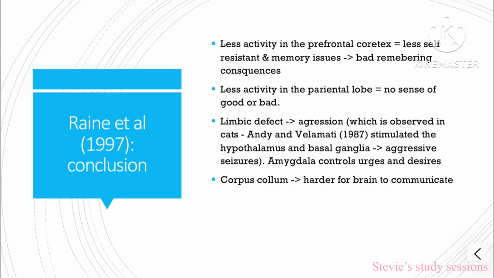Conclusion. There's less activity in the prefrontal cortex, which leads to self-restraint and memory issues. This means you're worse at remembering consequences. Less activity in the parietal lobe, which leads to no sense of good or bad. A limbic defect leads to aggression, which is observed in cats. This is supported by Adney and Vitelli, 1987. Less activity in the corpus callosum makes it harder for the brain to communicate. Strengths.